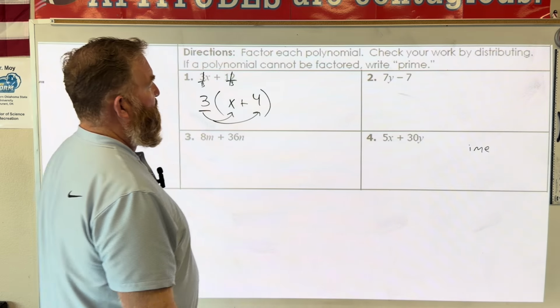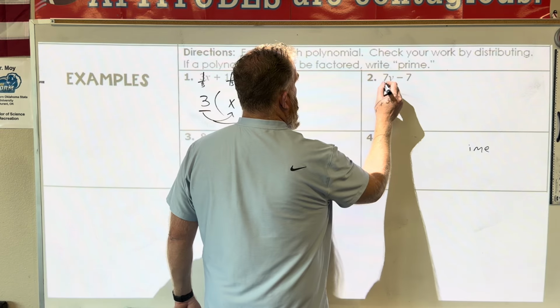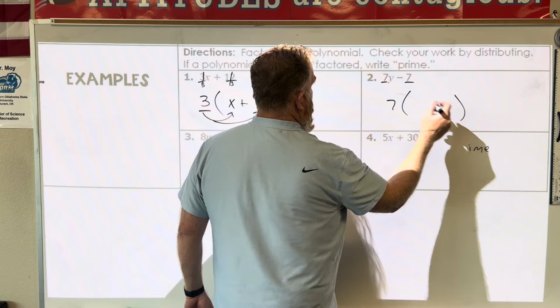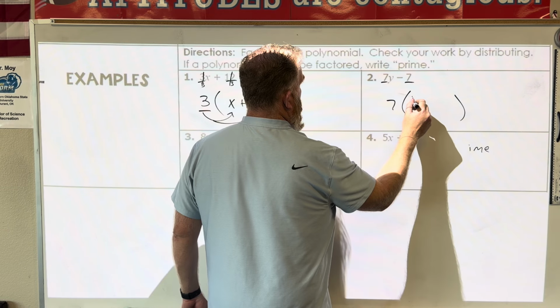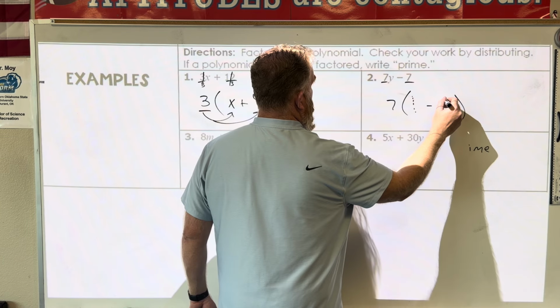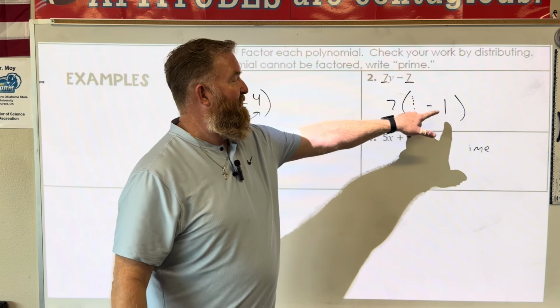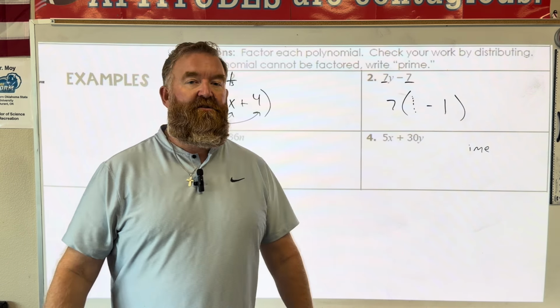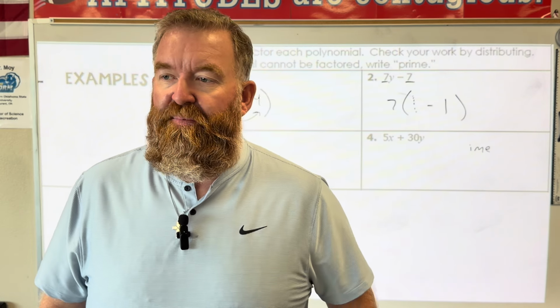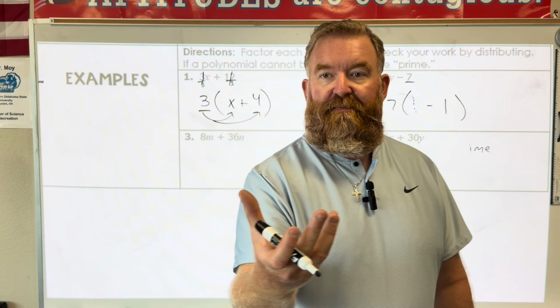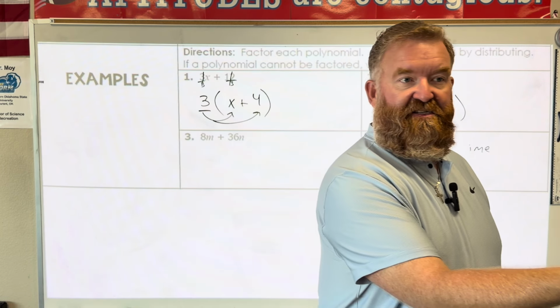So what's my greatest common factor number 2? I have a 7 and a 7. Okay, what's 7 divided by 7? 1. Now that one I'm going to put a solid 1, because there's nothing else there. So I know this is going to be it. Do not cancel it out. You have to put something there. If there are 2 terms in the problem, there should be 2 terms in your answer inside the parentheses.